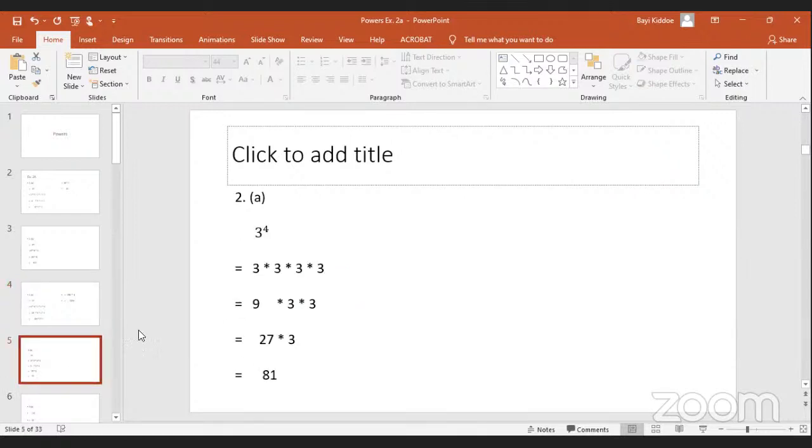All right. Number 2A. 3 to the 4th power. 3 to the 4th power is 3 times 3 times 3 times 3. Again, a simpler way of saying it, 3 to the 4th power is 3 times itself 4 times, right? So 3 times 3 times 3 times 3. 3 times 3 gives you 9. Bring down the other 2 3s. 9 times 3 gives you 27. Bring down the other 3. 27 times 3 gives you 81.